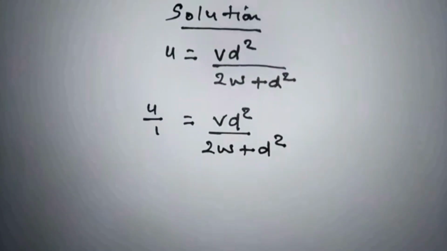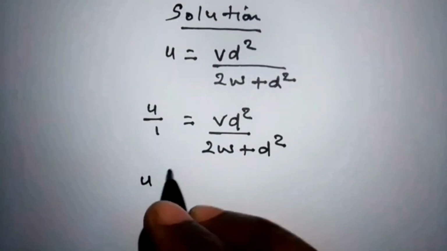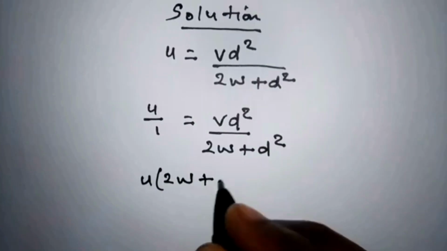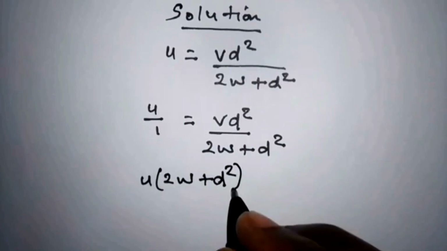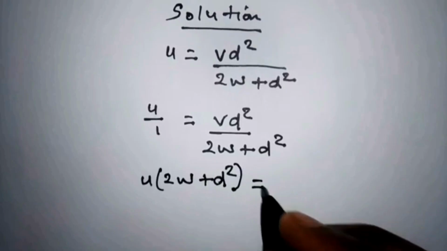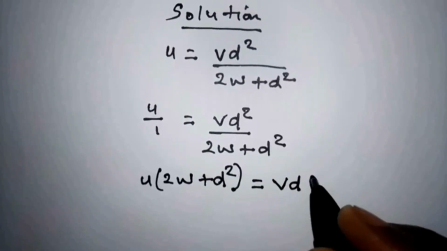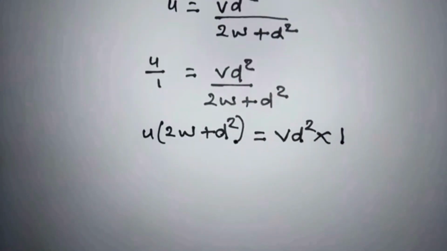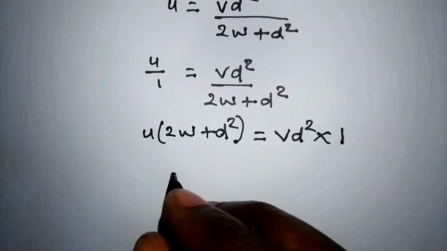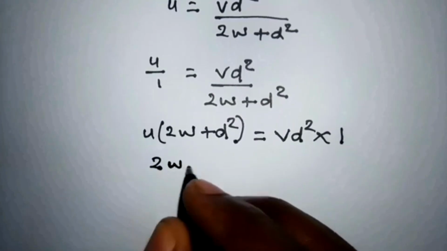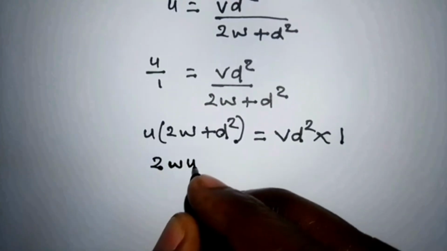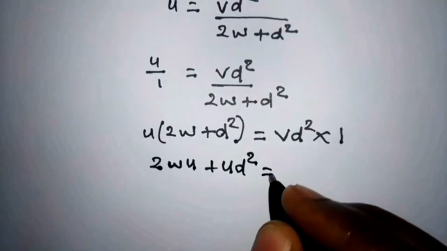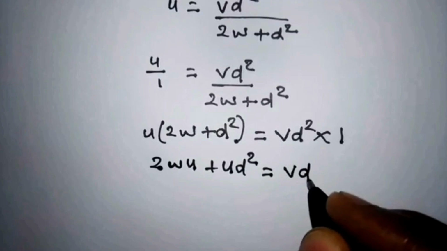Cross multiplying, we have U bracket 2W plus D squared equals V D squared times 1. This is equal to 2W U plus U D squared equals V D squared.